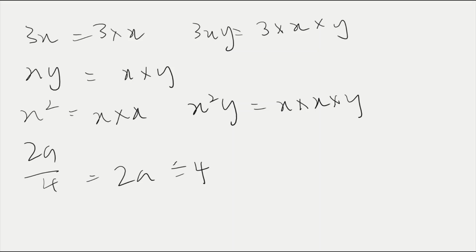If you're confused, note that these are different. Note that 2a over 4 is different from 2 over 4a. 2 over 4a will give you 1 over 2a, which is a over 2.